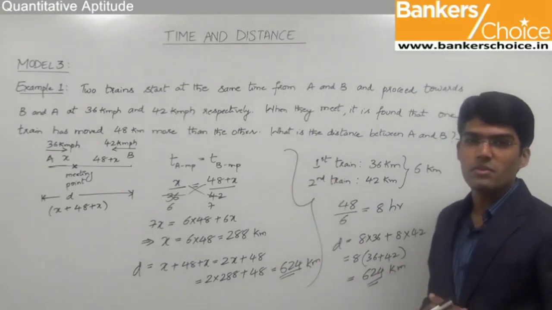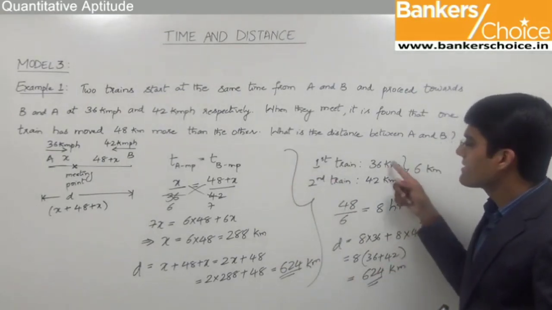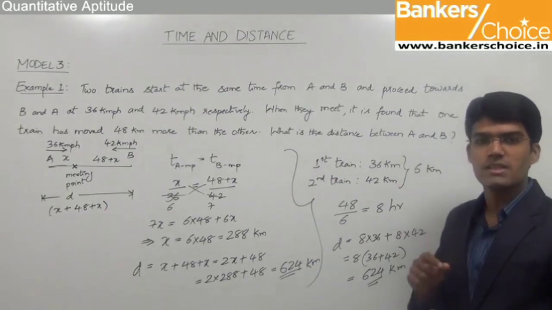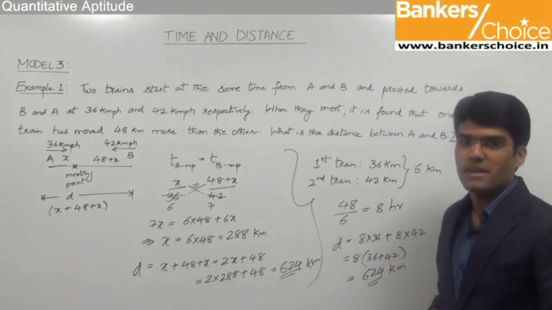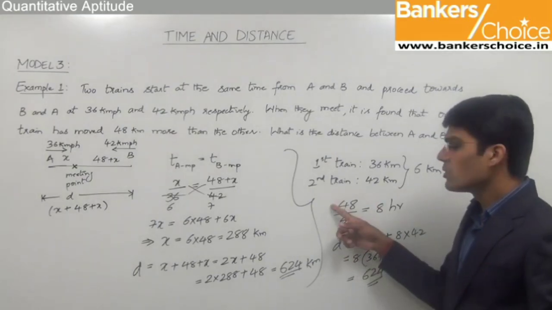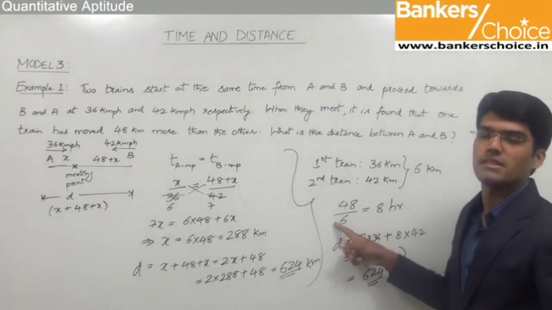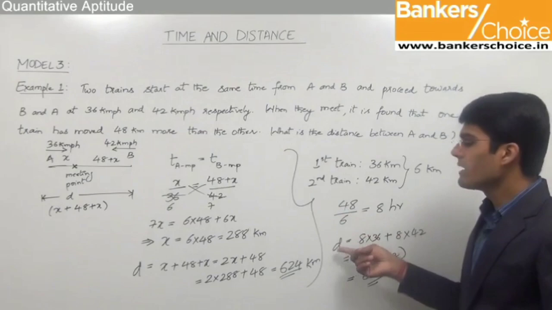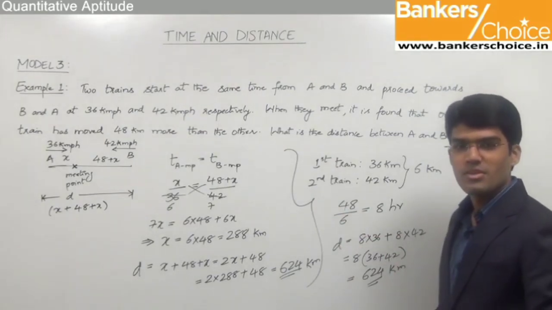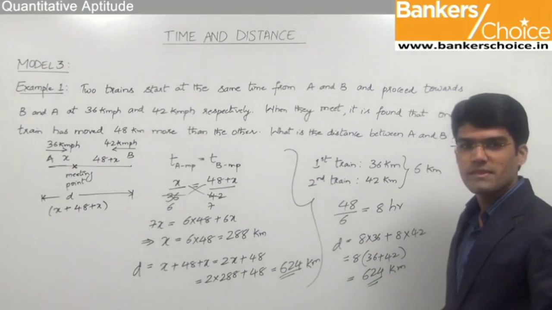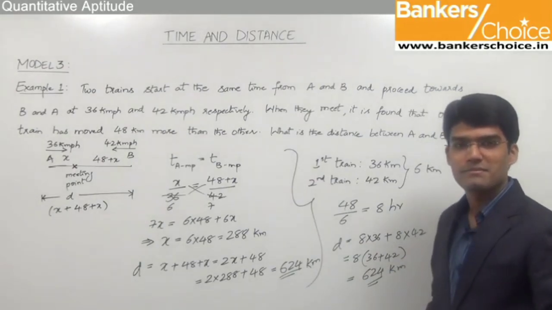The only points which we need to look for are the difference of the distances covered by each of the trains in each hour and the total number of hours for which both the trains have travelled. That can be taken as the total difference divided by the difference in each hour. And once we get the time, we can find out the total distance as time into the speed. So try avoiding those lengthy procedures and get the answer in a smart way.